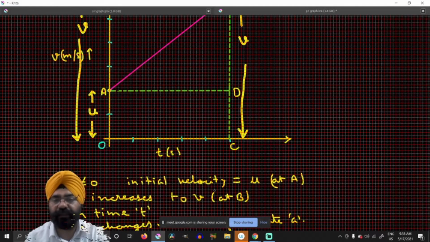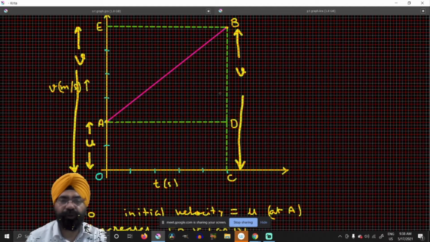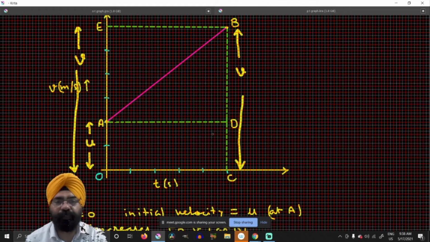So the rule for finding the first equation is to find the acceleration. How do we find acceleration in a velocity time graph? By finding the slope. Very nice. So in this case, what is the perpendicular of the graph? BD. And what is the base? AD. So we can find the slope by finding BD upon AD. Yes or no? Great.